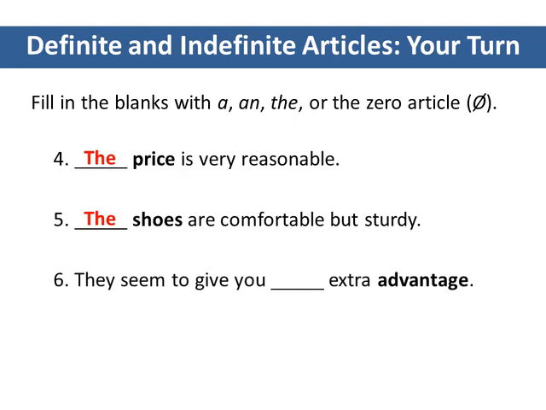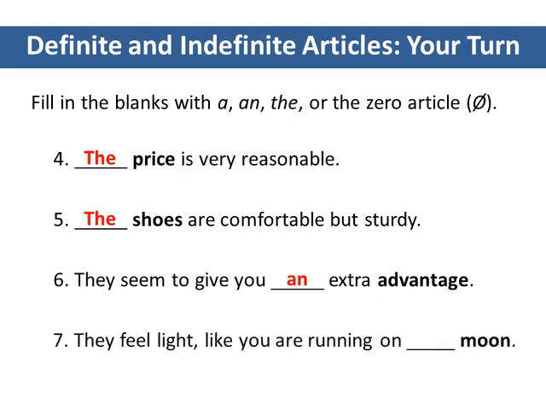They seem to give you an extra advantage. We haven't seen advantage before, and as the reader, I am not sure what advantage the writer is referring to. Therefore, the noun is nonspecific. It is a singular count noun, so I have to use a or an. The word right after the article, extra, starts with a vowel sound, so we should use an. Let's do number 7.